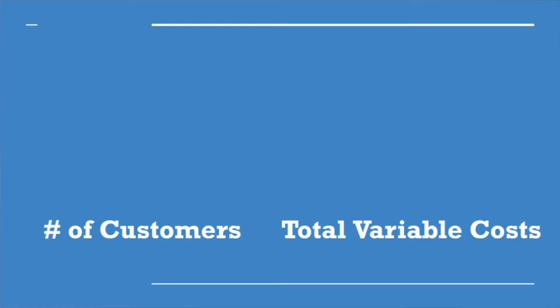Costs are comprised of 2 categories, variable and fixed. For our example, we will say that the change in customers is tied to our total variable costs. So if number of customers increase, so do our total variable costs. And if number of customers decrease, so do our total variable costs. Now with fixed costs, it's kind of what it sounds like. No matter if customers increase or decrease, fixed costs stay the same.